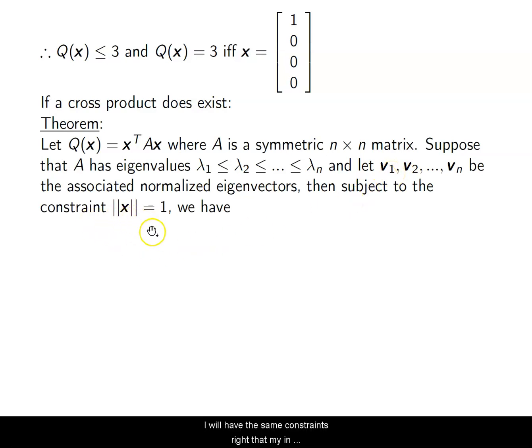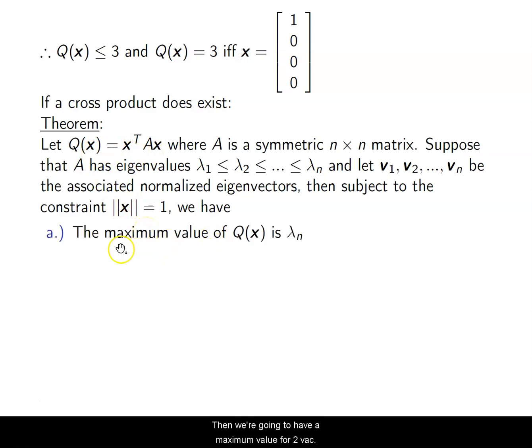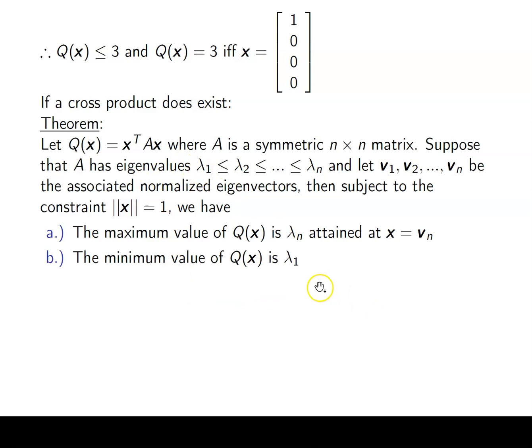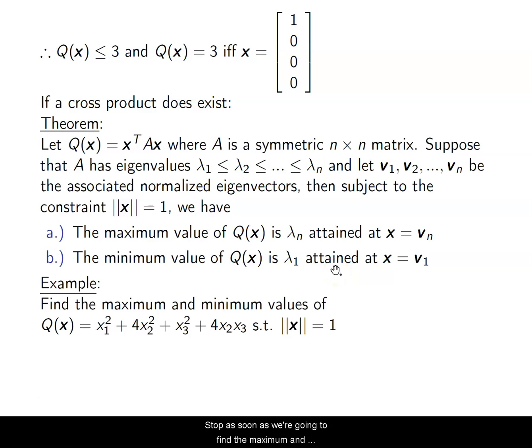We'll have the same constraint, that my input vector here has a length of 1. Then we're going to have a maximum value for Q of X at lambda n, the eigenvalue, and that is going to occur at its associated eigenvector, Vn. Same thing for the minimum. The minimum value will be lambda 1, and that will happen at its associated eigenvector, v1. Okay. So let's do an example.